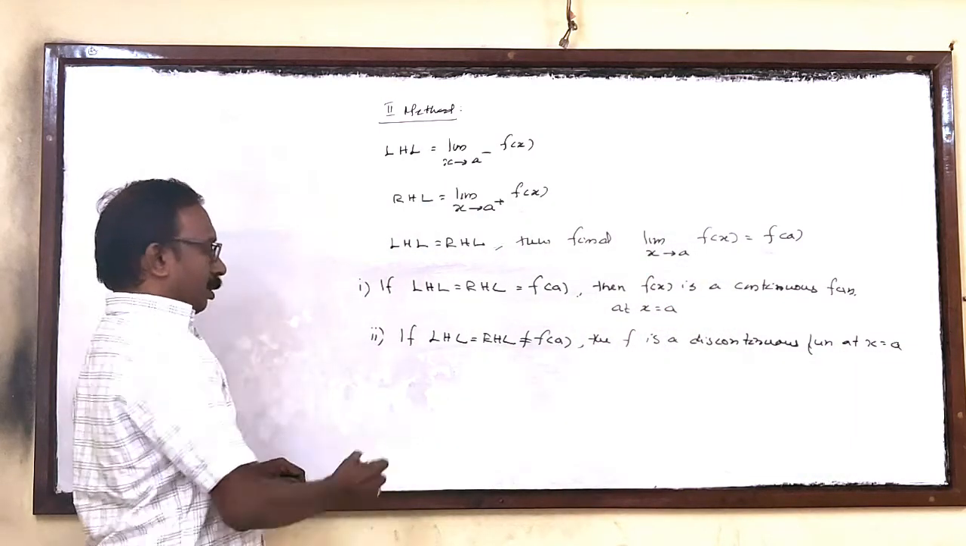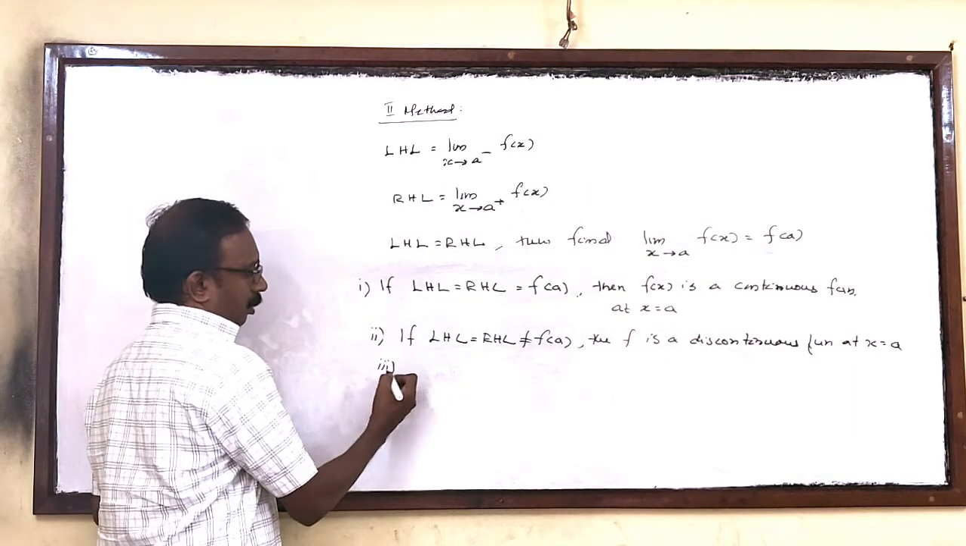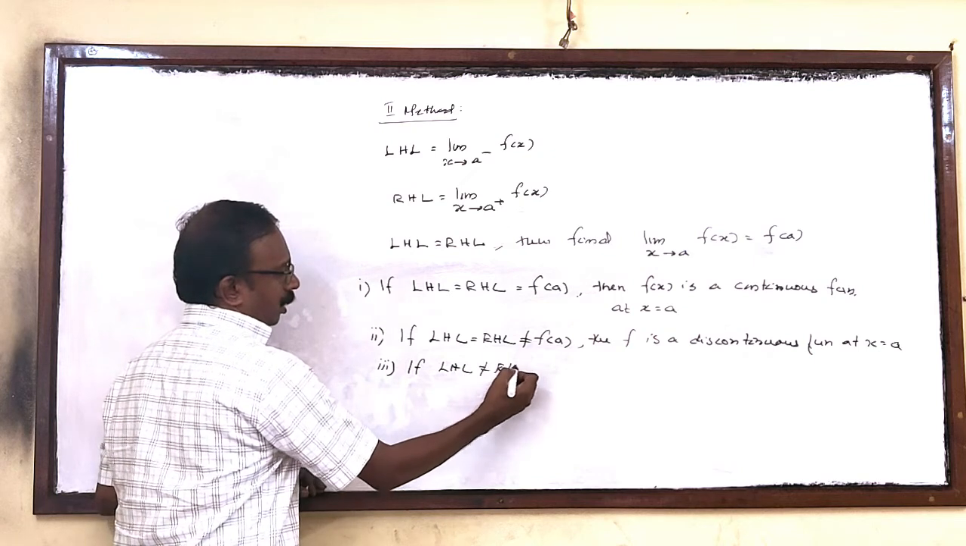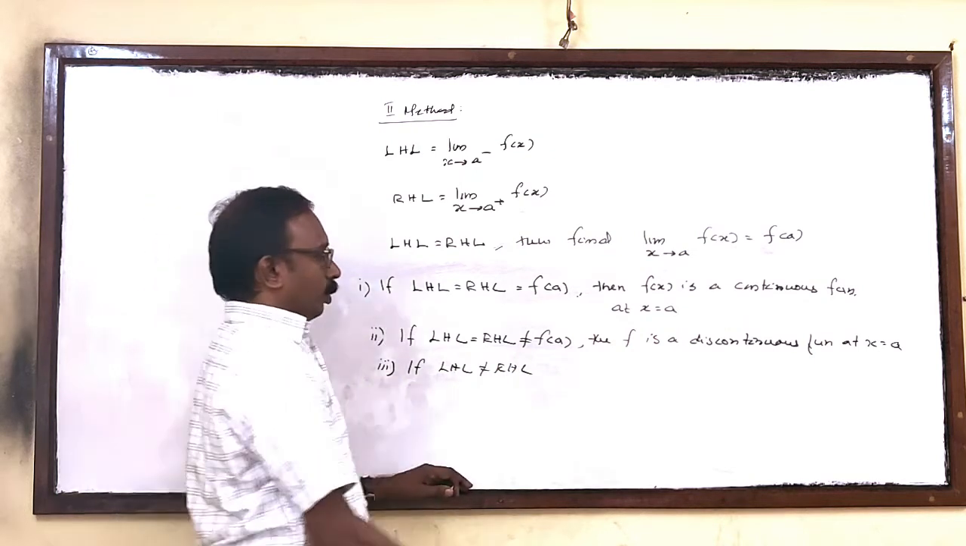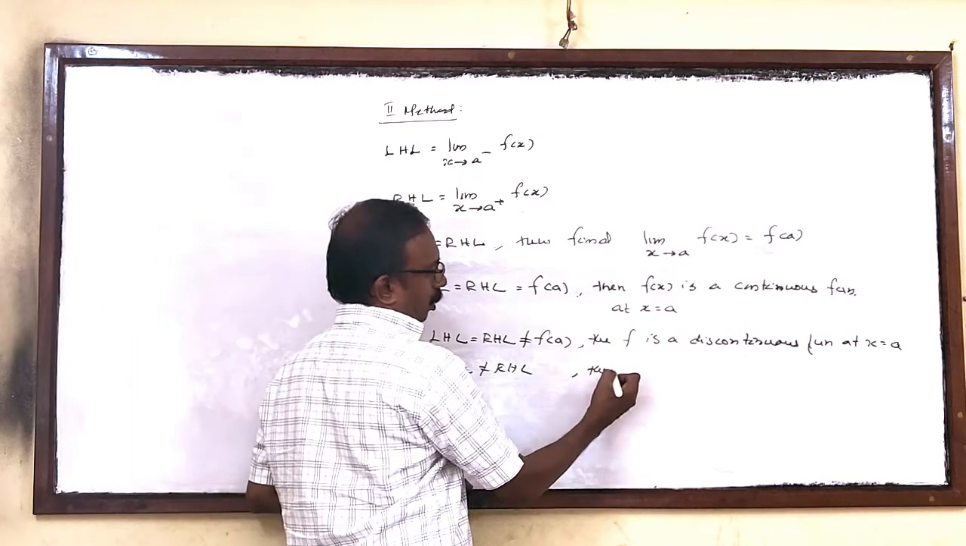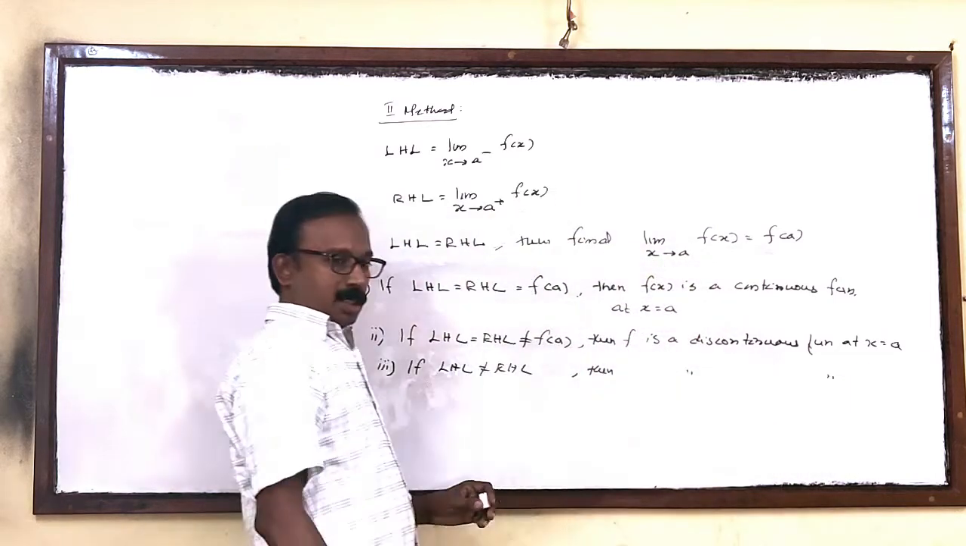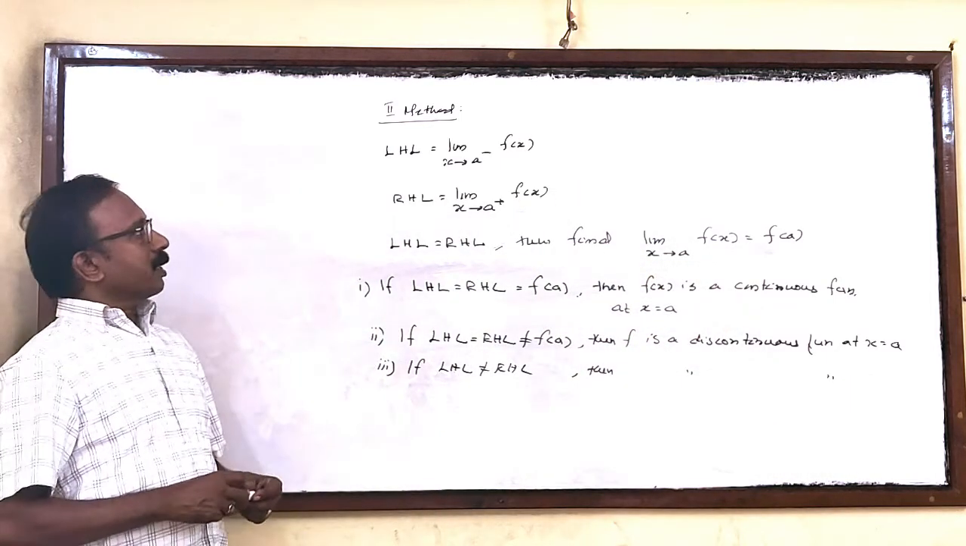And one more thing, if LHL is not equal to RHL, then also the function is discontinuous. This is the second method.